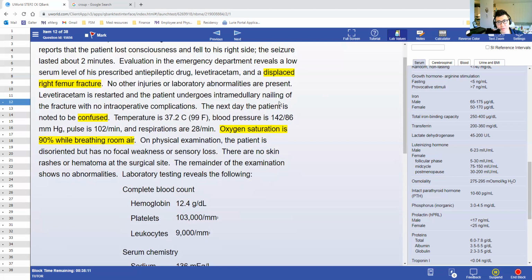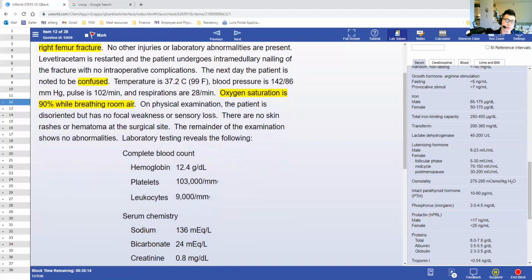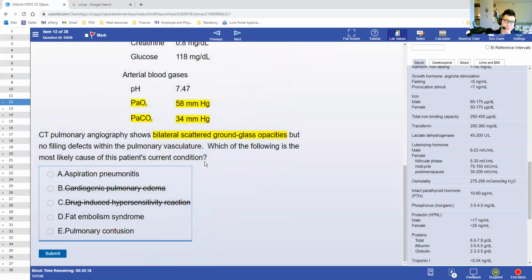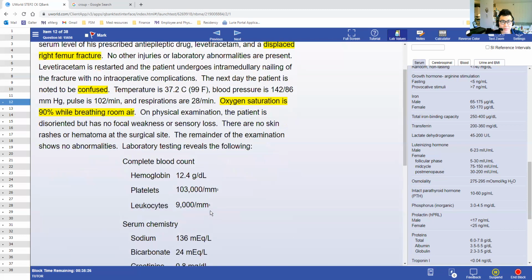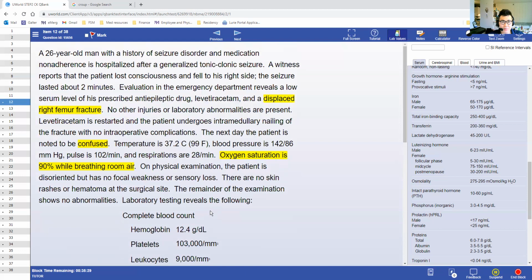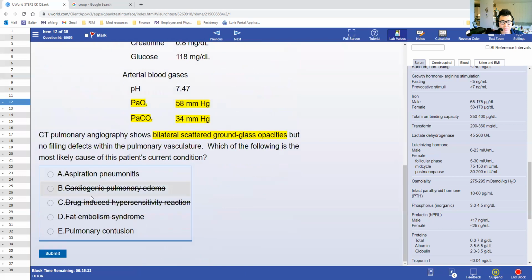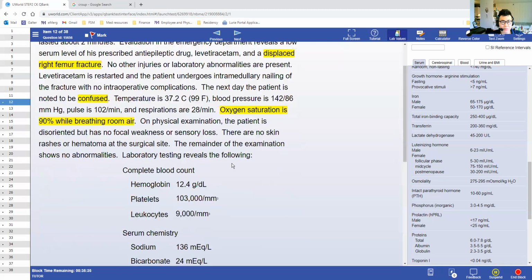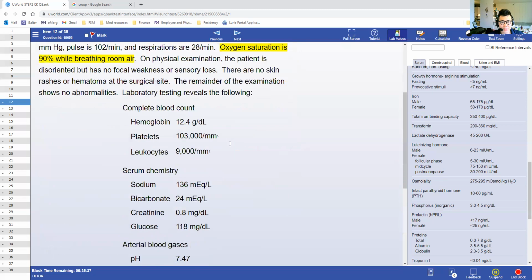Also, I don't know if fat emboli syndrome could present this late. It's like one day afterwards, so I really don't think this is going to be it. Furthermore, there are no skin changes. Pulmonary contusion, I feel like it's less likely to affect both sides, especially given that he fell to the right. Yeah, gonna go with aspiration for this one.